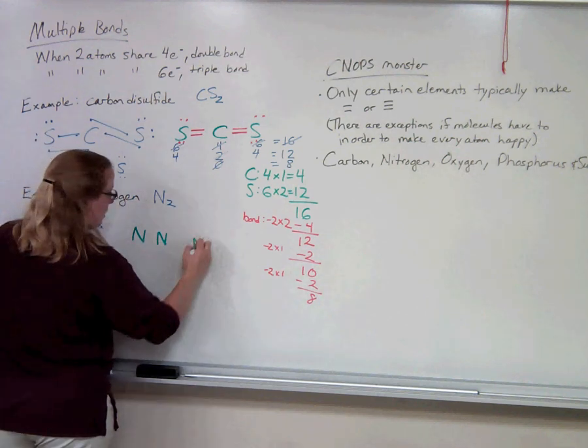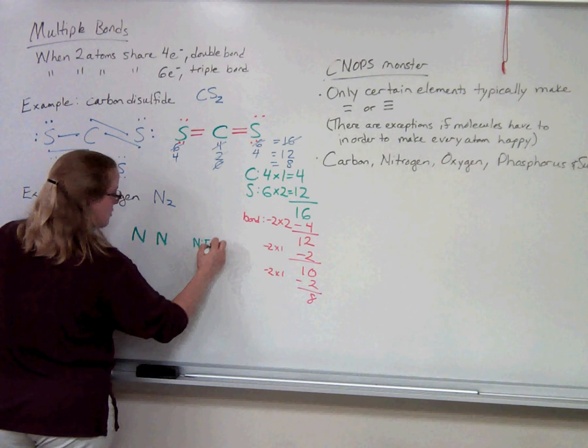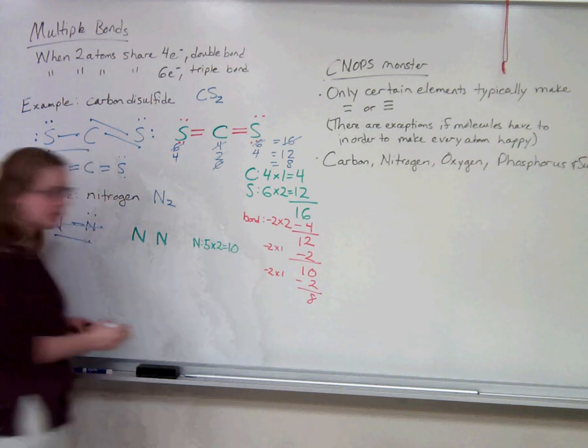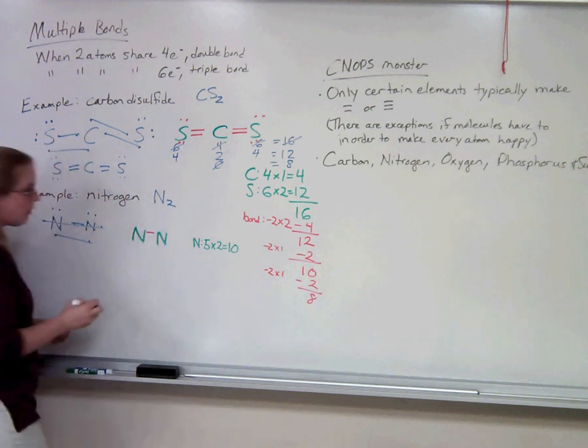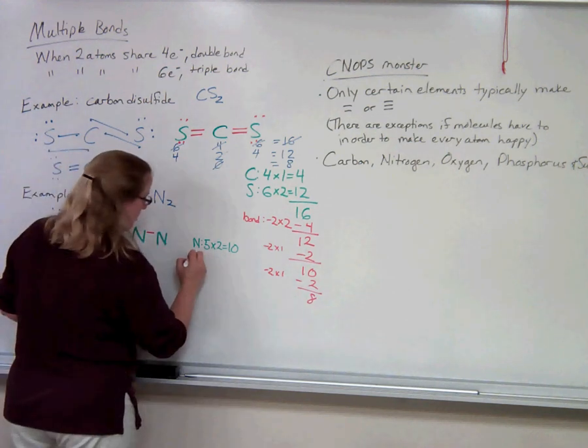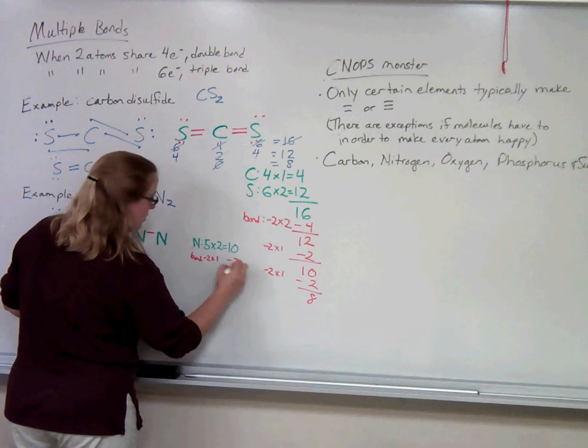Nitrogen has a total of 5 valence electrons. There's 2 nitrogens. That gives us 10 valence electrons. We have to bond them to each other. We have to subtract 2 for our bond. That's 2, 1. We have 8 left.